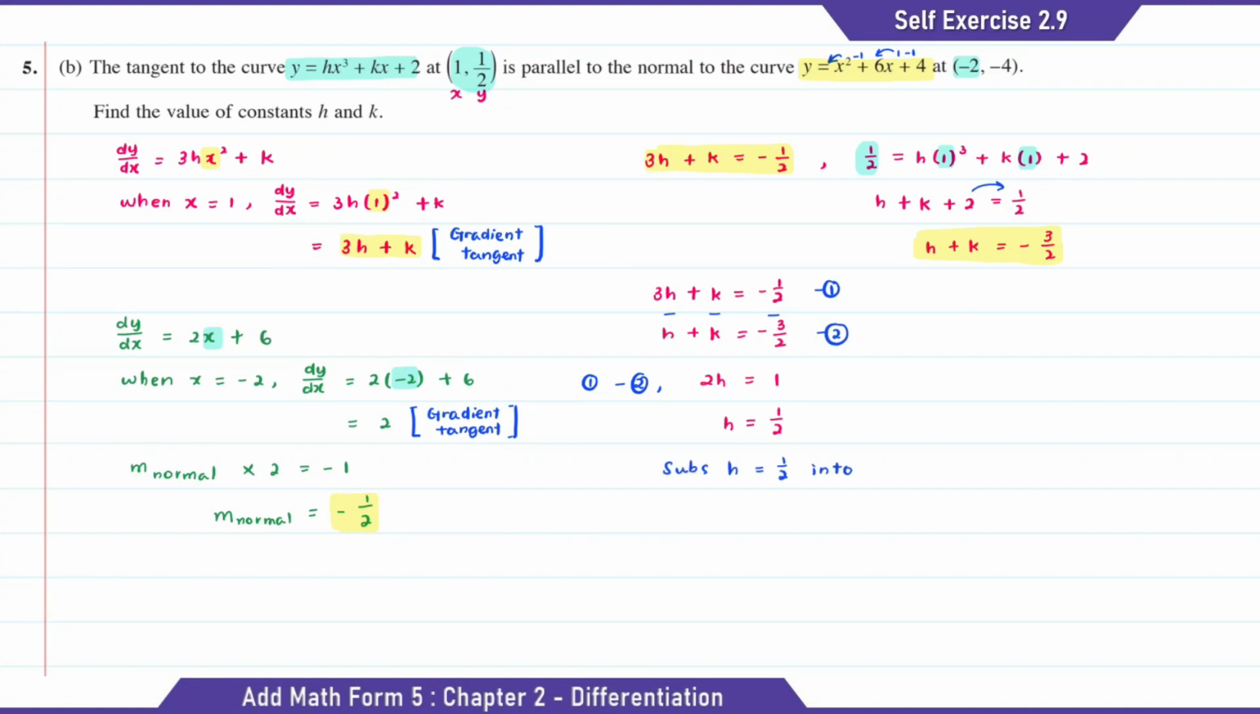To find the value of k, I'm going to substitute h equals 1 over 2 into equation number 2. Then k equals negative 3 over 2 minus 1 over 2. Then k equals negative 2.